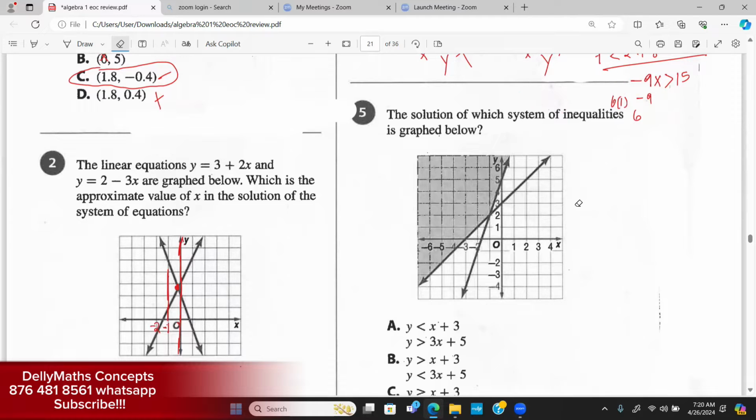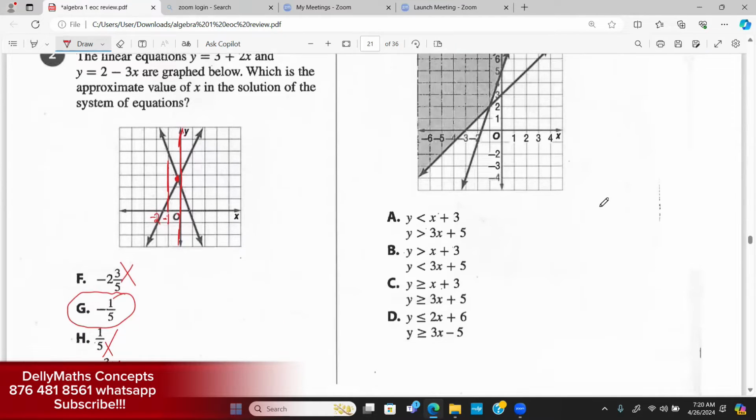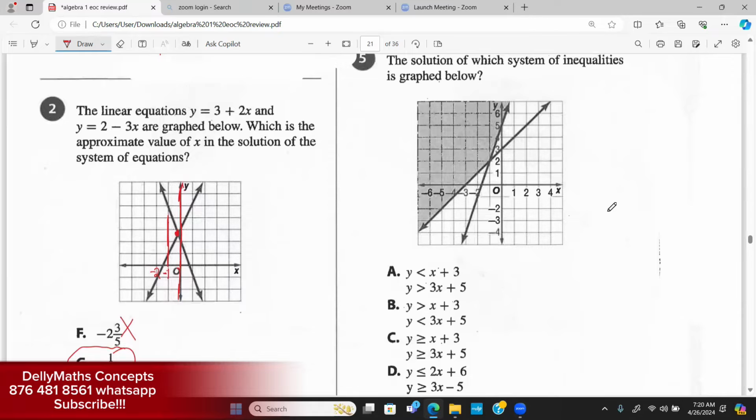Let's take a look at number 5. So number 5, I'm still on A22. Number 5 says the solution of which system of inequality is graphed below. Now you're looking at these inequalities below, and I'm just going to give you the hint how we want you to look at these. Remember, so I'm going to drop the hint to the side.